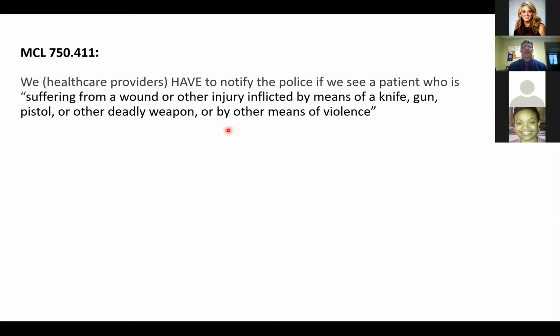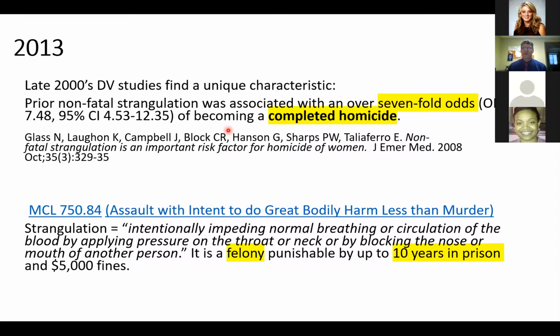And I think it, in my experience, has been a good law that benefits our patients. So with those three laws as the background context, let's talk about the Strangulation Law in particular. What happened was in the early 2000s, there were a bunch of domestic violence studies in the public health literature.